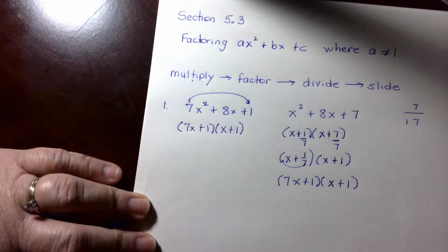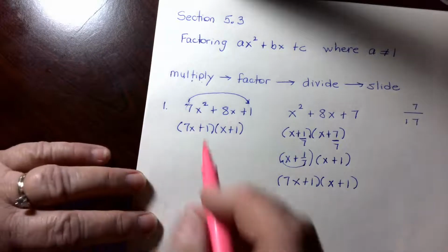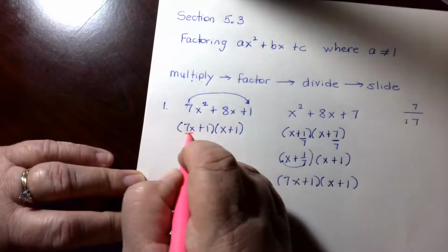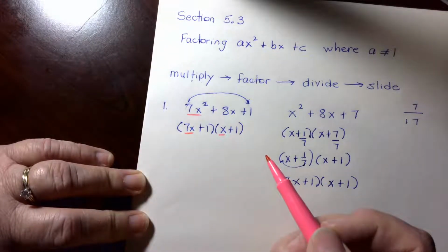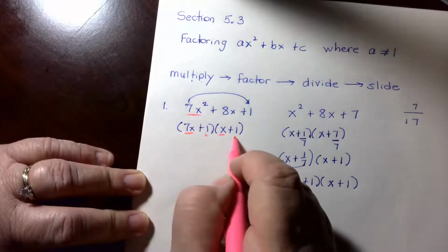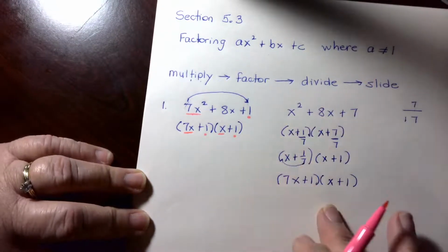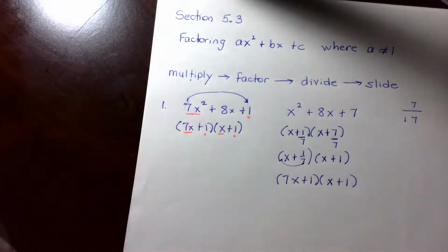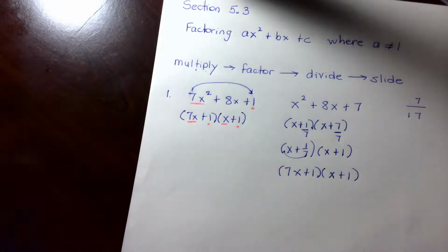And as I mentioned in class, this is not an absolute foolproof method, but a quick check is to make sure this first term times this first term equals this. First times first has to equal that. And last times last has to equal that. If you followed these strategies and those 2 criteria are met, then you can be reasonably sure, pretty reasonably, that that's the right answer.